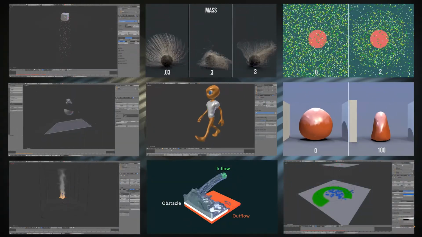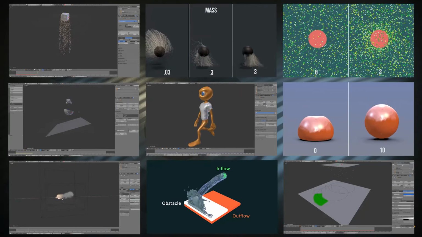So if you're ready to make killer special effects, join me in the next lesson and we'll get started by talking about particles.